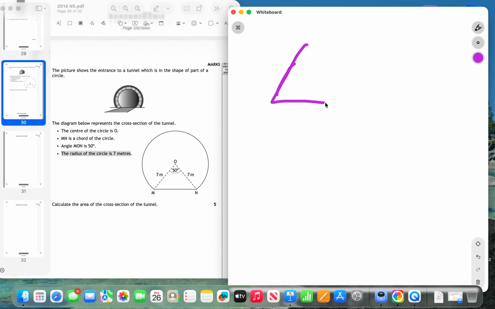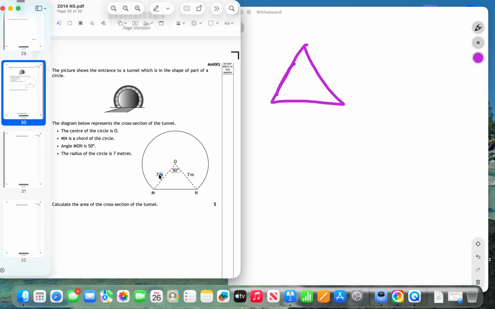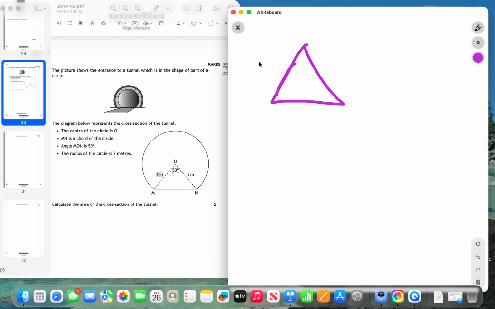We have this, and this side is 7 meters, so we can write 7 meters. This one's also 7, and the angle in between is 50. That's 50 degrees. So we have the necessary information to calculate the area.